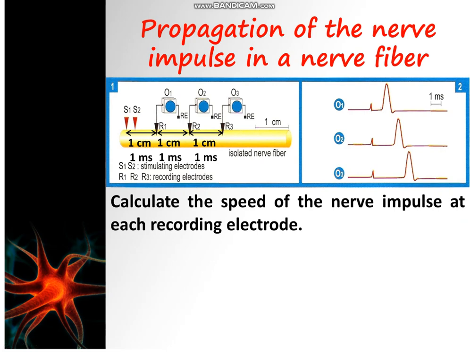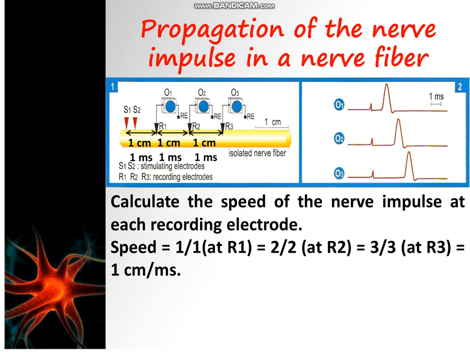Now, what do we have in this experiment? S1, S2 are stimulating electrodes. O1, O2, and O3 are recording oscilloscopes. And as you see, the distances are given. All are about 1 centimeter. And we have also the time taken by the action potential to displace from a point to another. And we are asked to calculate the speed of the nerve impulse at each recording electrode, of course, starting from the site of stimulation. Let's see the answer.